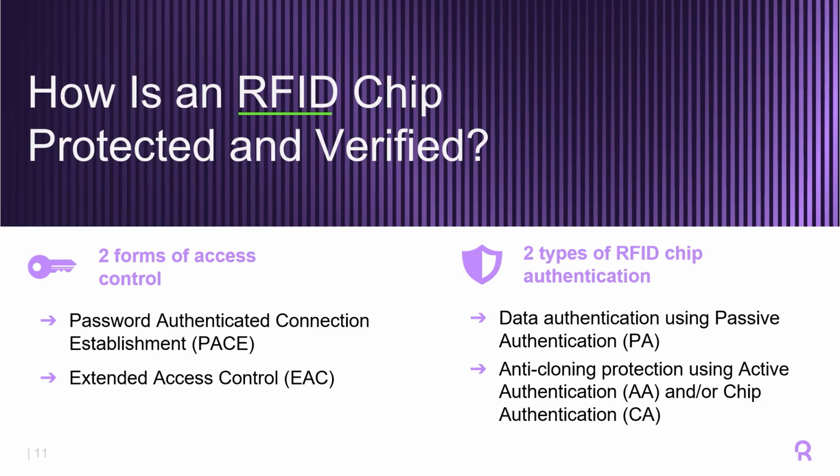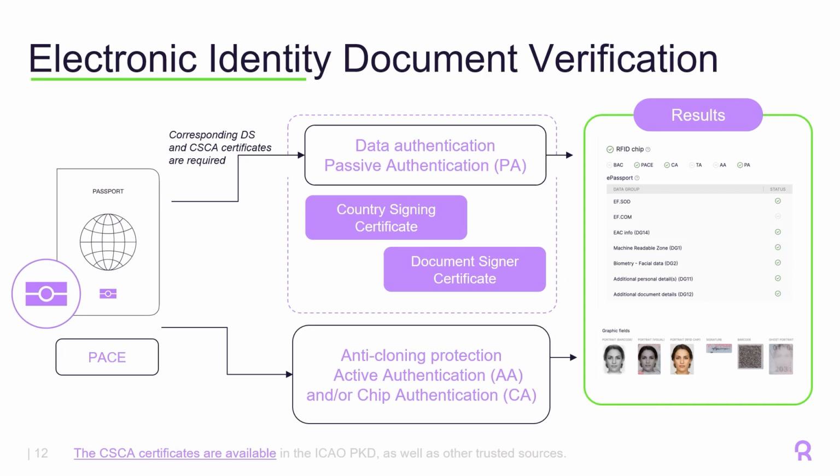Once the chip is accessed, there are two key steps to verify the integrity and authenticity of the data. The first is data authentication, which uses passive authentication. It checks that the data hasn't been altered and was signed by a trusted authority, using a country signing certificate and document signer certificate. The second is anti-cloning protection. This ensures that the chip is genuine and hasn't been copied. It can be done using active authentication or chip authentication, depending on the document capabilities. These mechanisms work together to ensure that the document is valid, trustworthy, and has not been tampered with.